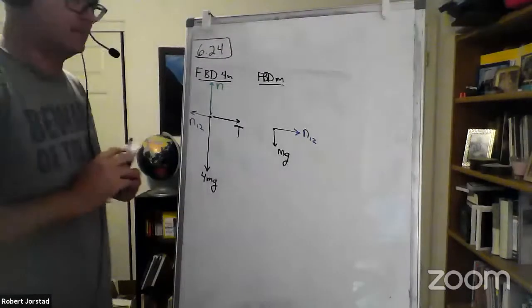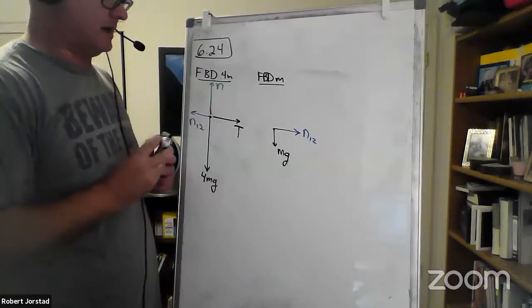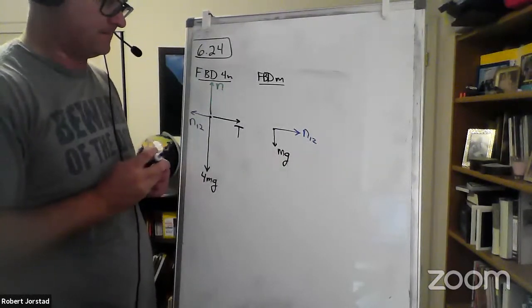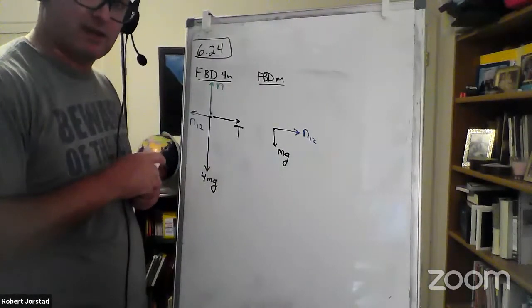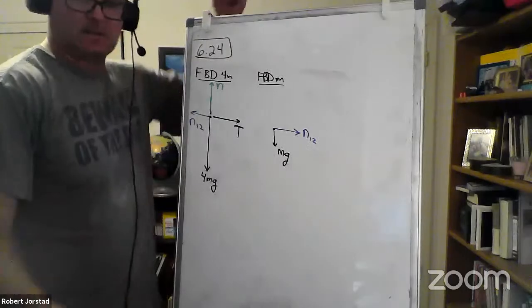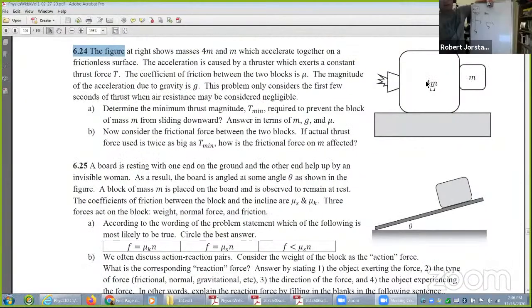It's a little better. Okay. Is there friction on the two blocks? Yeah, between the two blocks, there is friction. Which way? Is it going right on 4M? Nope. Let's take a look at it. It's a good guess. So it should be up on M.